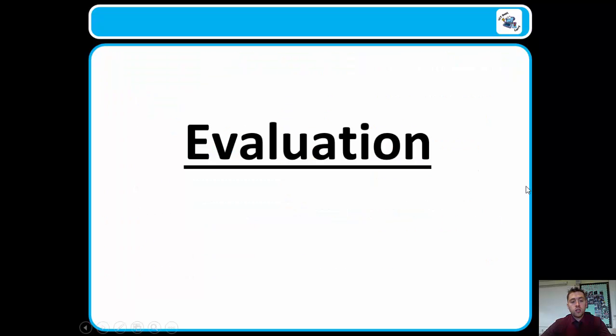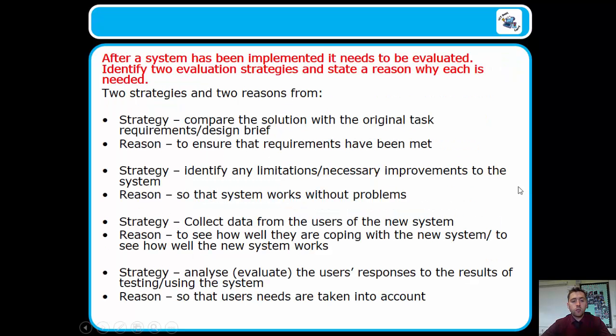So finally, evaluation. So we've created the system, we're now checking whether or not it meets the needs that we set out to solve. So after it's been implemented, it needs to be evaluated. Identify 2 different evaluation strategies, and explain why they're needed. So one strategy could be to compare it to the original task to ensure that they've been met. It could be to identify any limitations or possible improvements, so that it works without problems. Or it could be that you're going to go and collect data from the users of the new system to see how they're coping with it, or to see how well it works and see if anything needs changing.